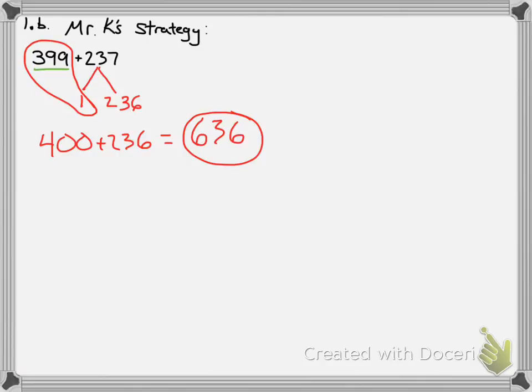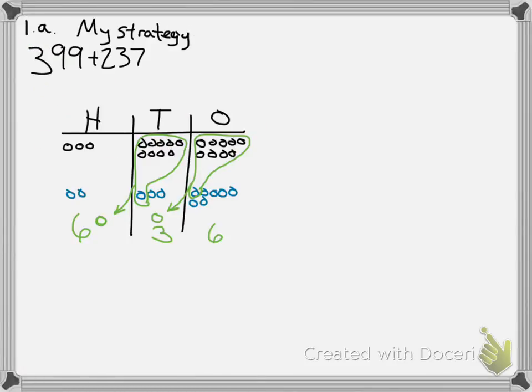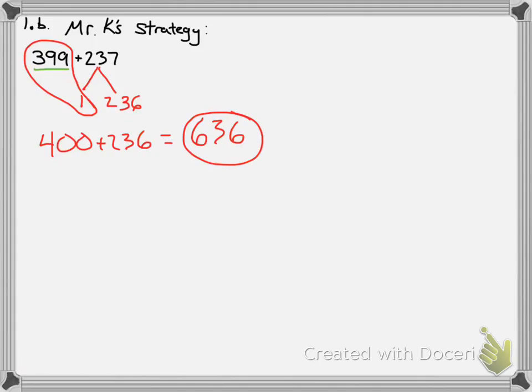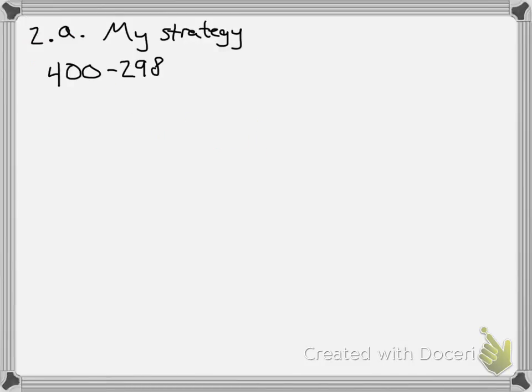But this was obviously really, really quick compared to the chip model, because all I had to do was write down a couple of numbers and boom, done, right? So that's why I would say that this is more efficient, okay? Alright, so once again, I'm going to show you the strategy that I believe most of you are going to tend towards, which is going to be, once again, a place value chart with a chip model.